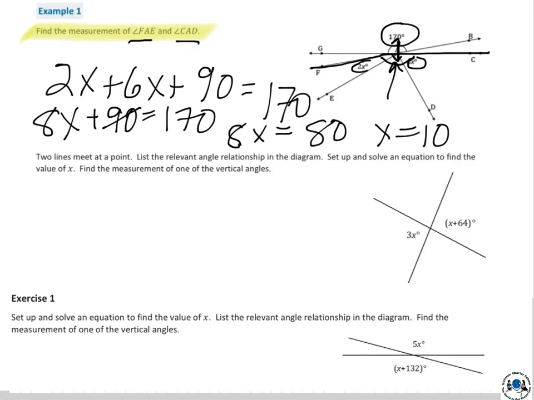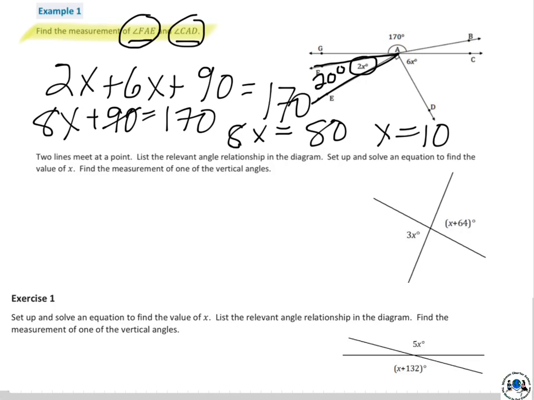All right. And of course, that wasn't the question that was asked. It wasn't to solve for x, but I needed to solve for x before I solved the true problems at hand, angle FAE and CAD. FAE was valued at 2x, therefore it is 20 degrees. CAD had a value of 6x, and therefore it is 60 degrees. Okay? And then 20 plus 60 is 80, plus another 90 is indeed 170. So that's one way I did it. That's the way I finally did it.